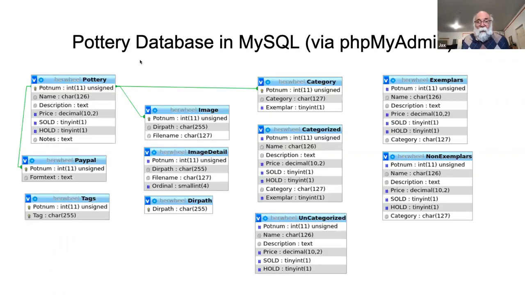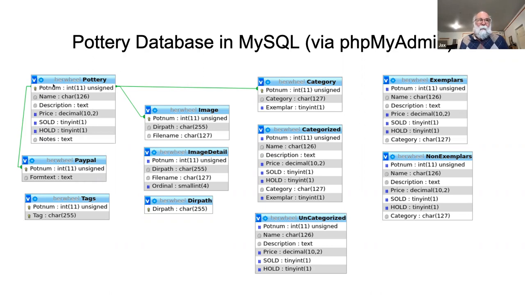So my wife's a potter, and over the years I wrote her website in PHP and MySQL. I did not create a perfectly ideal, fully normalized, fourth normalization level SQL database. I just kind of wrote it on the fly, and there's a pottery table with a number for the pot, the name and a description and a price, whether it's sold, whether it's on hold, notes about it.